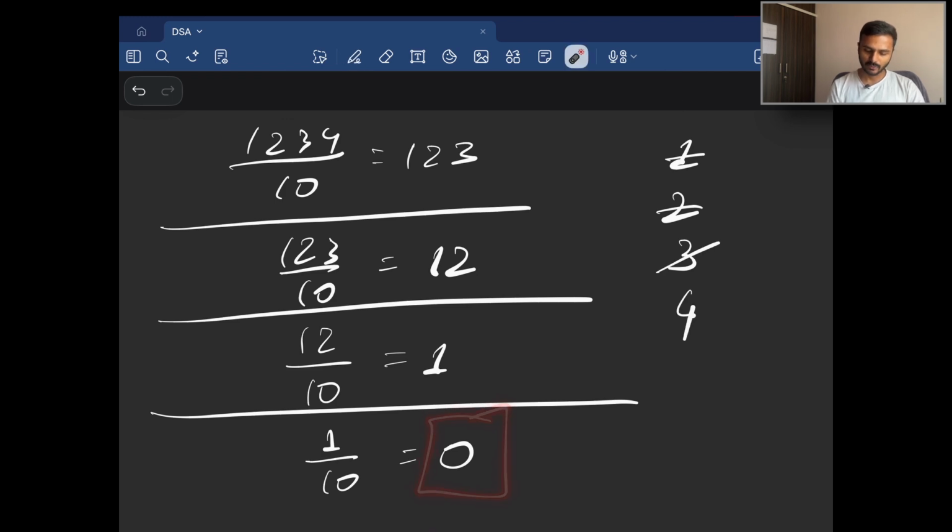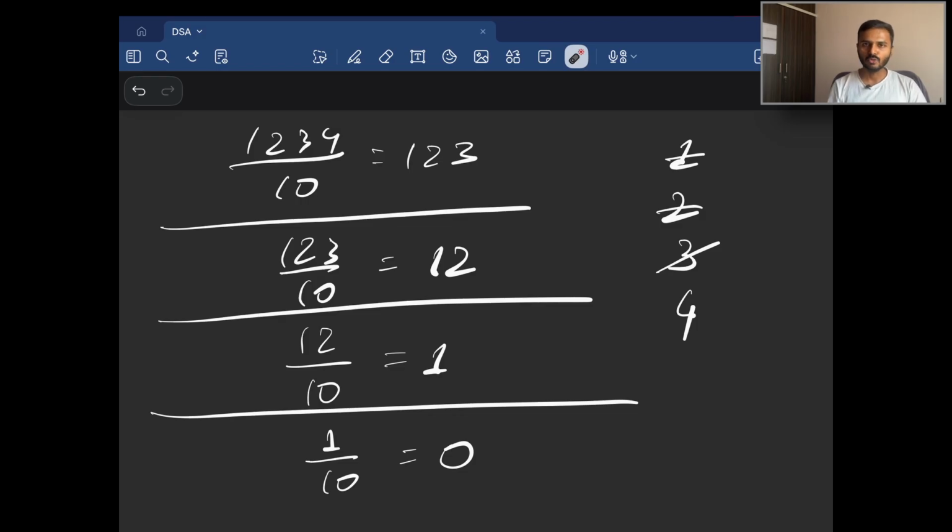Now, once we have 0, we can stop, because this 0 indicates that we have taken all the digits into consideration, right? So the process to find the number of digits in a given number is to divide that number by 10 continuously until you reach a point where the quotient is 0. And while you're doing that, keep track of the number of times you have divided that number by 10. And the result at the end, which is 4 in this case, would give you the number of digits in that number. So this is one of the ways in which you can count the number of digits.